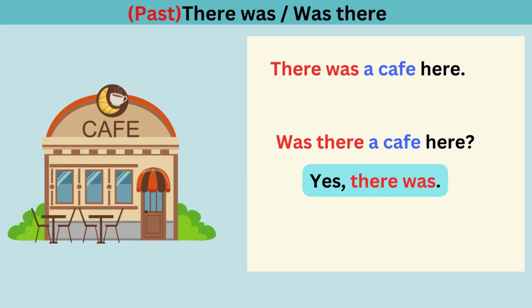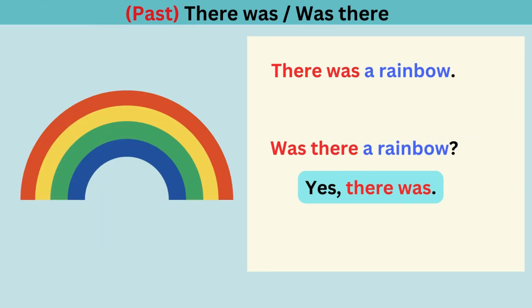There was a cafe here. Was there a cafe here? Yes, there was. There was a rainbow. Was there a rainbow? Yes, there was.